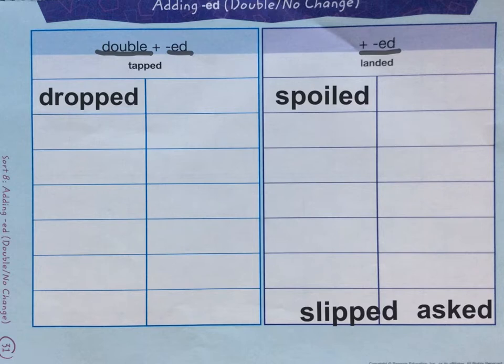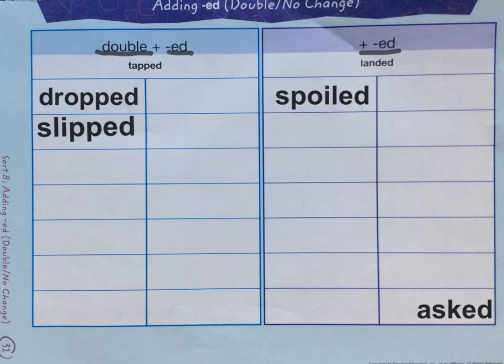Now we're going to talk about the word slipped. The base word is slip. We're going to double the consonant before adding an ed. So find your word slipped on your word cards and put it under double the consonant before adding an ed. I slipped on the ice and ended up breaking my arm.